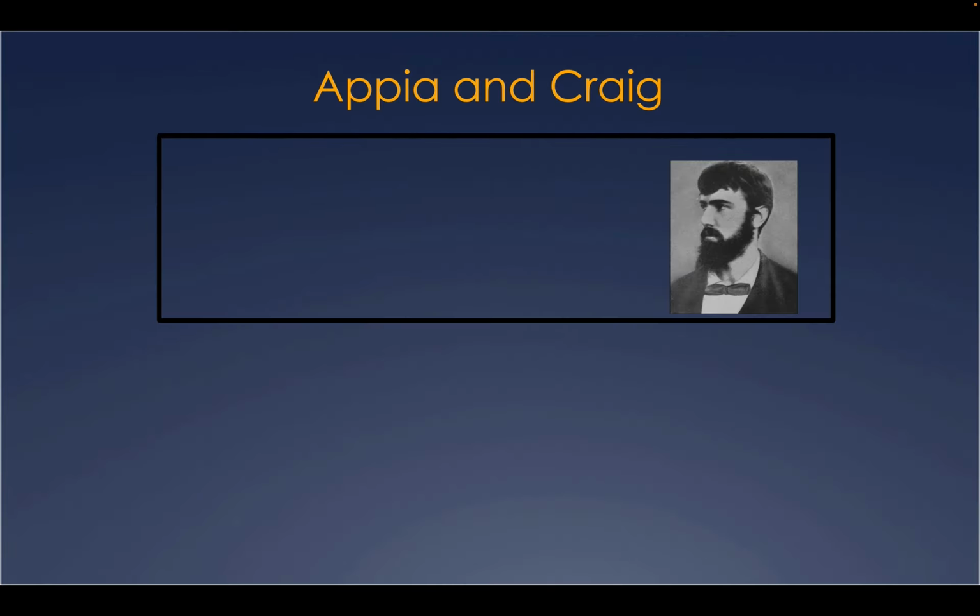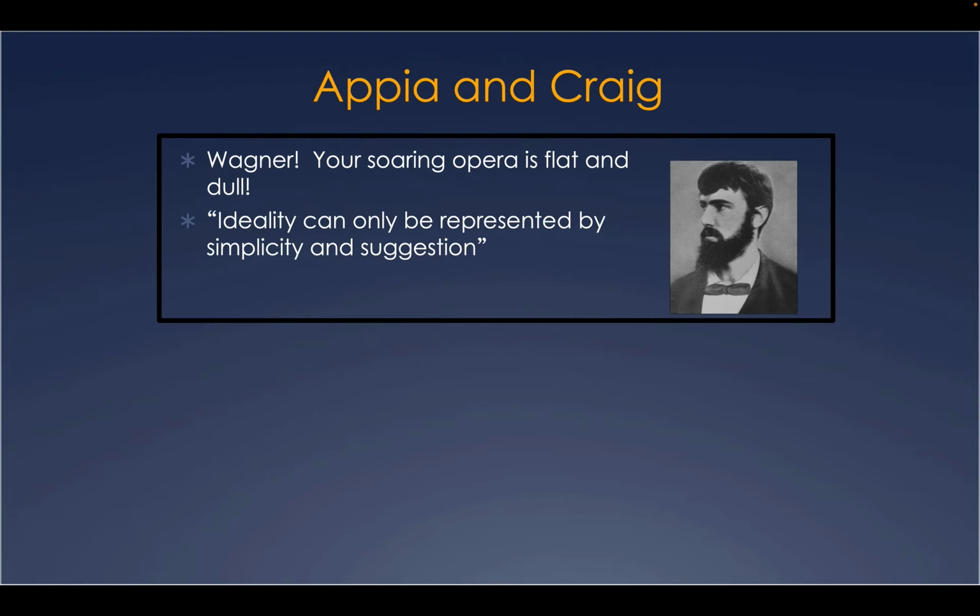So these two guys have some things to say. Again, separate continents, separate time, separate work. They didn't collaborate. Appia says, Wagner, you want the soaring opera about epic stuff and you're doing it with stupid little flat painted backdrop trees. Meh, right? He says instead, ideality can only be represented by simplicity and suggestion.